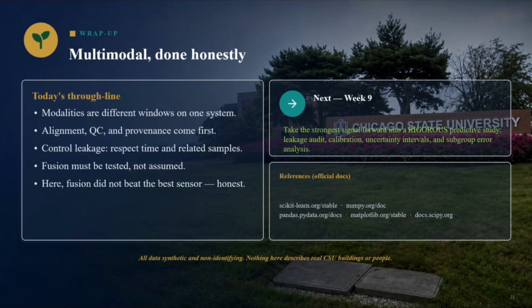As I said, in our experiment, fusion did not outperform the strongest sensor modality, and that is an important and honest result. Next week, in week 9, we'll take the strongest predictive signal forward and ask a much more rigorous question: can we turn a good model score into defensible scientific evidence?